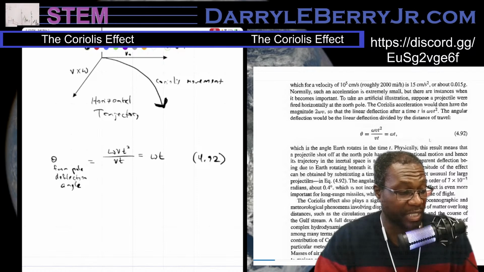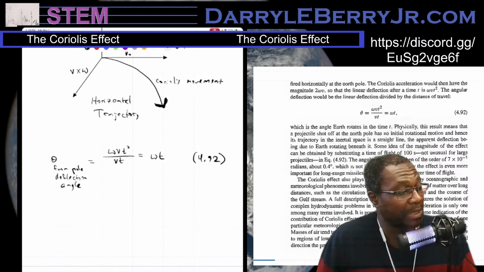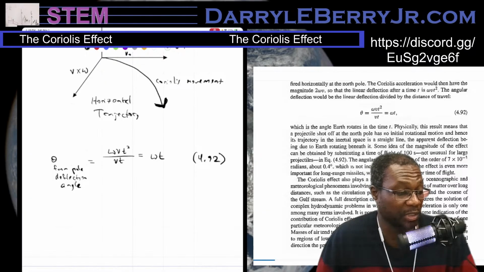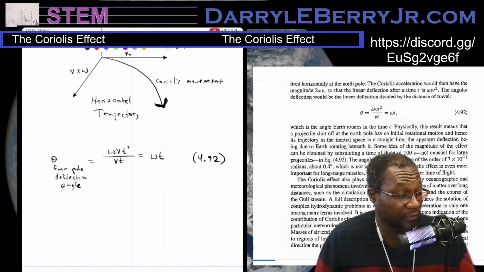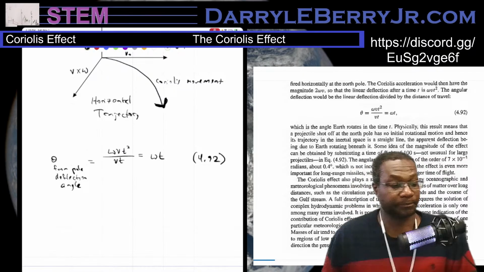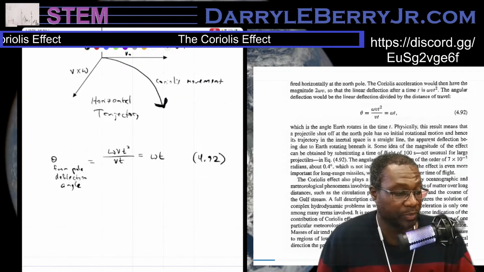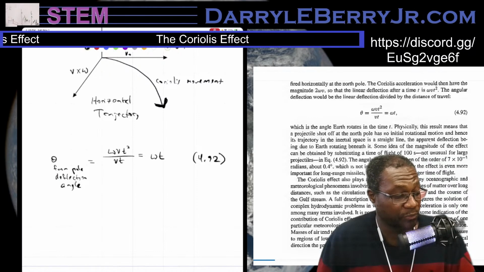The full description of these phenomena requires a solution of complex hydrodynamic problems in which the Coriolis acceleration is only one among many terms involved. It is possible, however, to give some indications of the contribution of Coriolis effects by considering a highly simplified picture of one particular meteorological problem, the large-scale horizontal wind circulation. Masses of air tend to move, other things being equal, from regions of high pressure to regions of low pressure, the so-called pressure gradient flow.